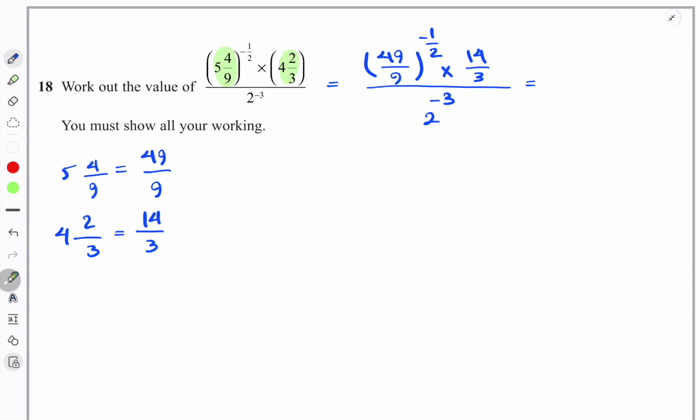Okay, and the next step, we should simplify 49/9 to the power of -1/2. We know that when we have negative exponents, we should find the reciprocal of the base. I mean, you should flip this to 1/a and change the sign of the exponent to positive. So I'm gonna use this rule for this exponent. So we have 49, flip this, 9/49 to the power of 1/2 times.